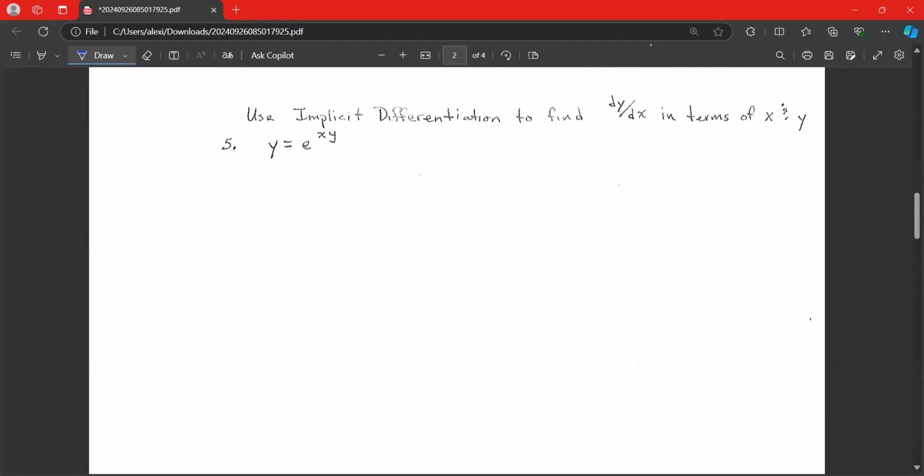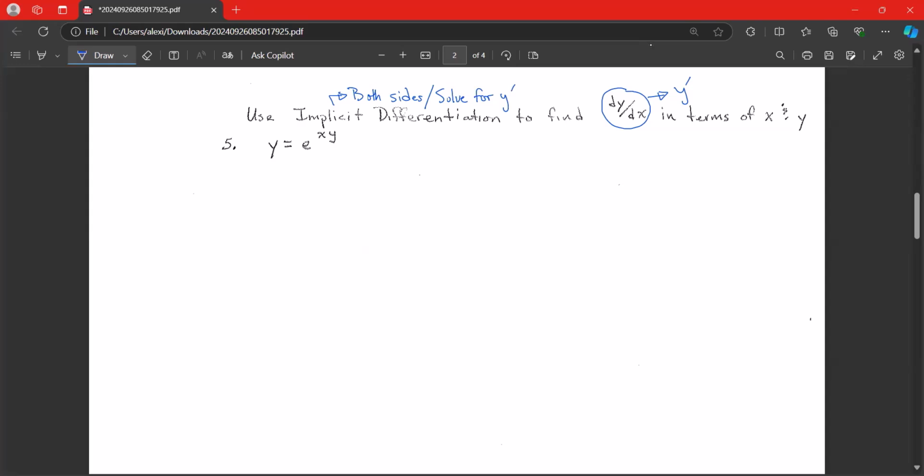For number 5, we're going to also look for y prime, but we're going to use implicit differentiation. So remember dy over dx, as a ratio, we can just call it y prime. So anytime I do a derivative of a y term, I'm going to make sure I include y prime. So implicit means to take the derivative on both sides, then solve for y prime. So let's do that.